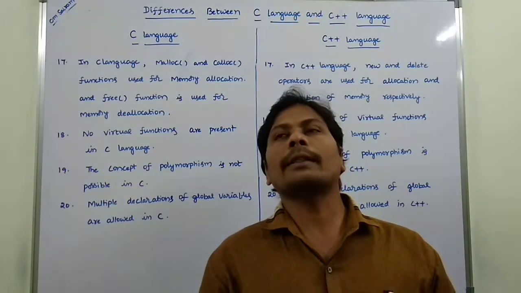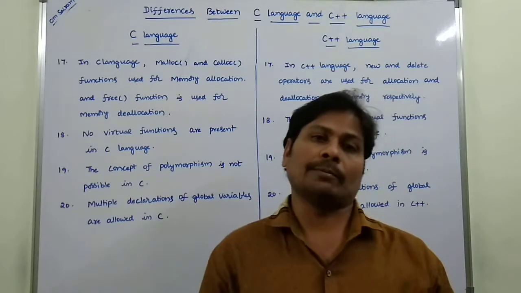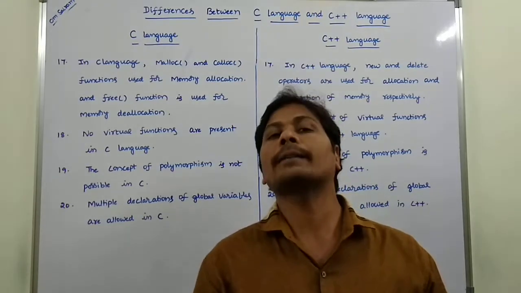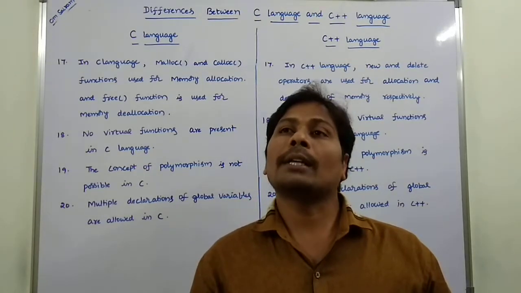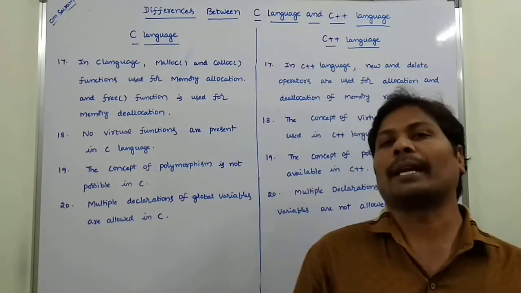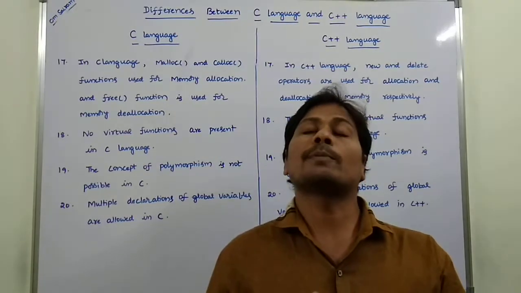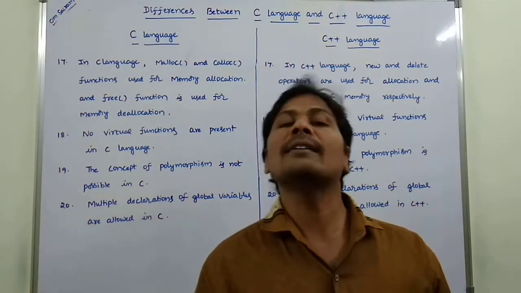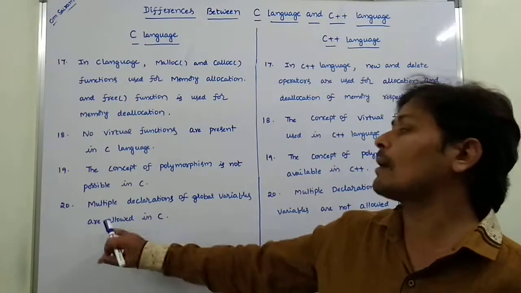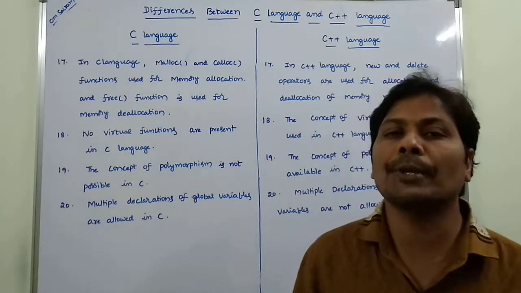So all the programs that run in C language also run on a C++ compiler. We can take C programs, and those C programs also run on the C++ compiler. But C++ programs are not run on a C compiler, because all the C programs run on a C++ compiler, but not all C++ programs run on a C compiler. So these are the relationship between C language and C++ language, and these are the 20 differences between C language and C++ language. So thank you for watching this video.